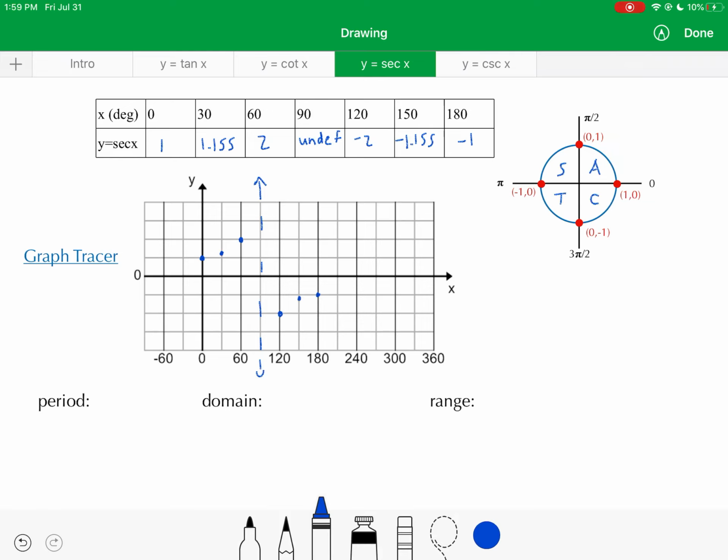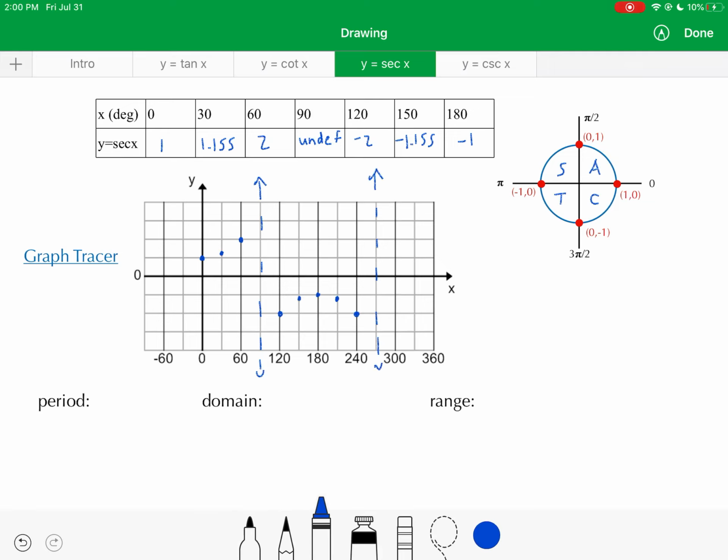Okay, so in quadrant 1, my points were positive above the x-axis. In quadrant 2, my points are negative below the x-axis. And then when I get into the third quadrant, secant is still negative, right? So at 210 degrees, I'll end up with negative 1.155. At 240 degrees, negative 2. And then at 270, another asymptote.